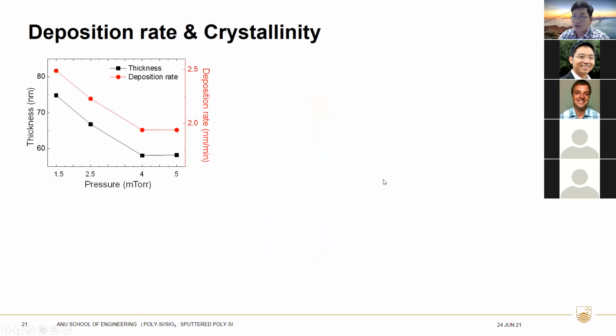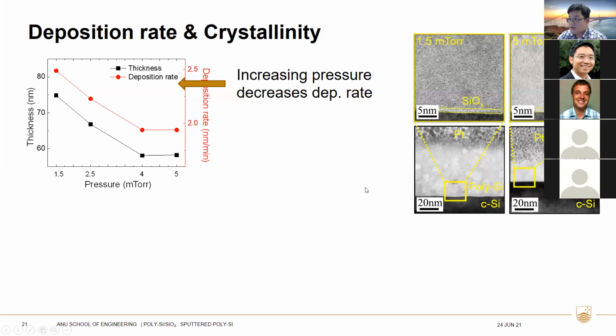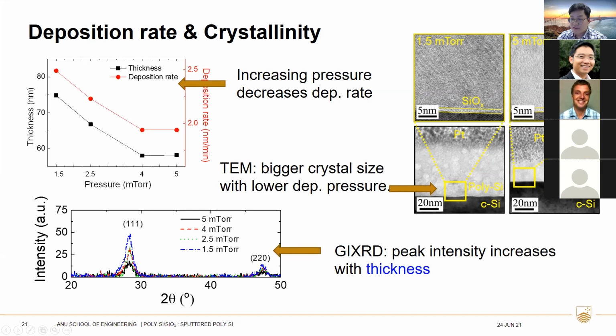Let's start first with the deposition rate and crystallinity. As you can see from the figure here, the deposition rate decreases with increasing pressure. Also, for the TEM images here, on low pressure samples we see bigger crystal size. With the GI-XRD results here, we can see that the peak intensity increases here, maybe due to the difference in the techniques. It's not different by the pressures.